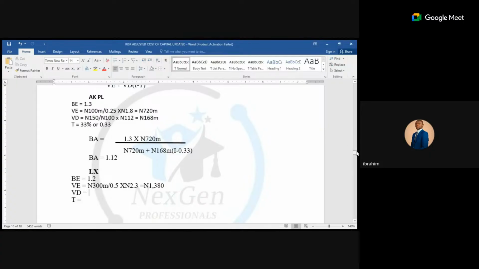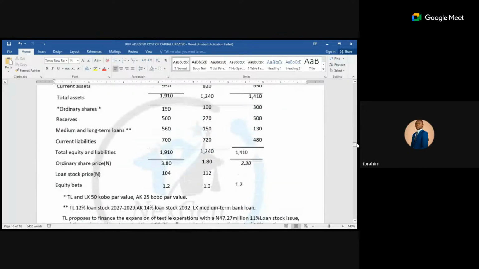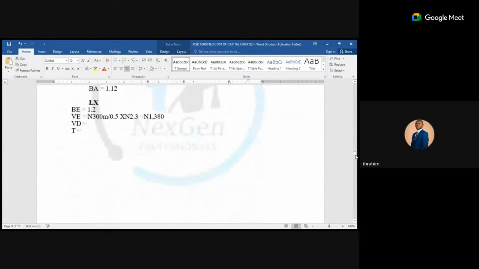So what is the value of debt? The value of debt is 0. Okay. So what is the value of debt? What is the debt? We have 150. Is that not so? 130, sorry. 130. Okay.